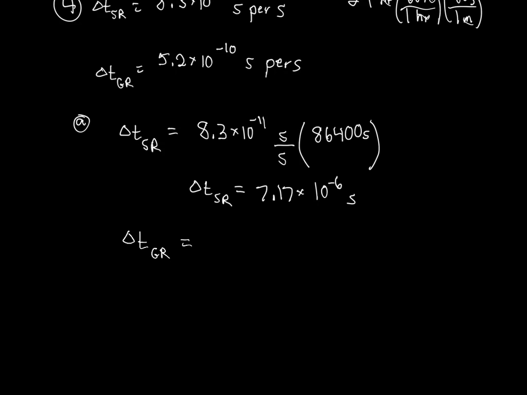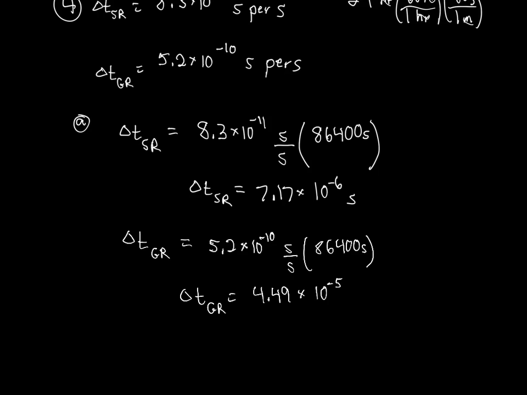So general relativity is 5.2 times 10 to the negative 10 seconds per second. Multiply that by 86,400 seconds. And that gives us a change in time due to general relativity. That's equal to, I think we got 4.49 times 10 to the negative 5 seconds. Which uncertainty is bigger? Which one has a bigger effect? Special relativity or general relativity?